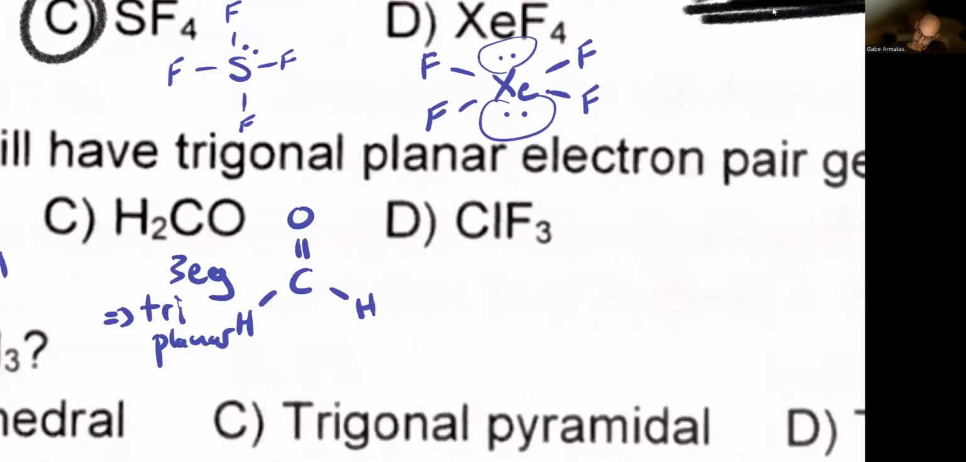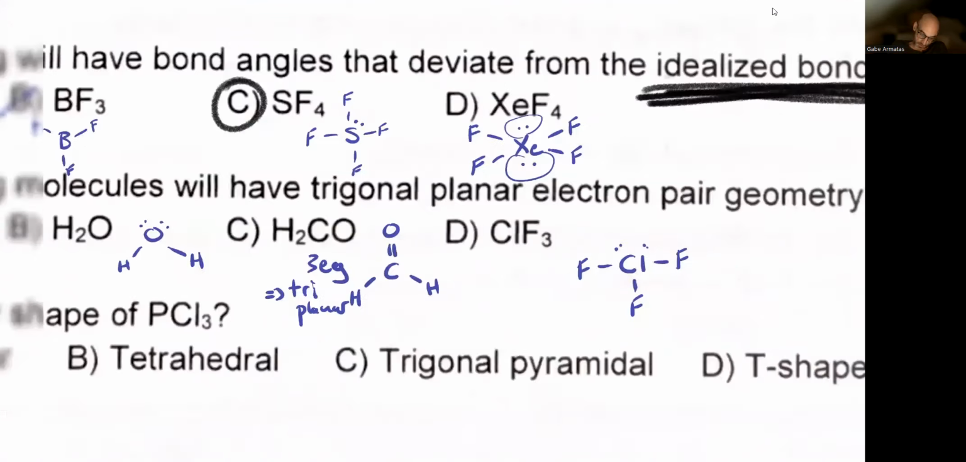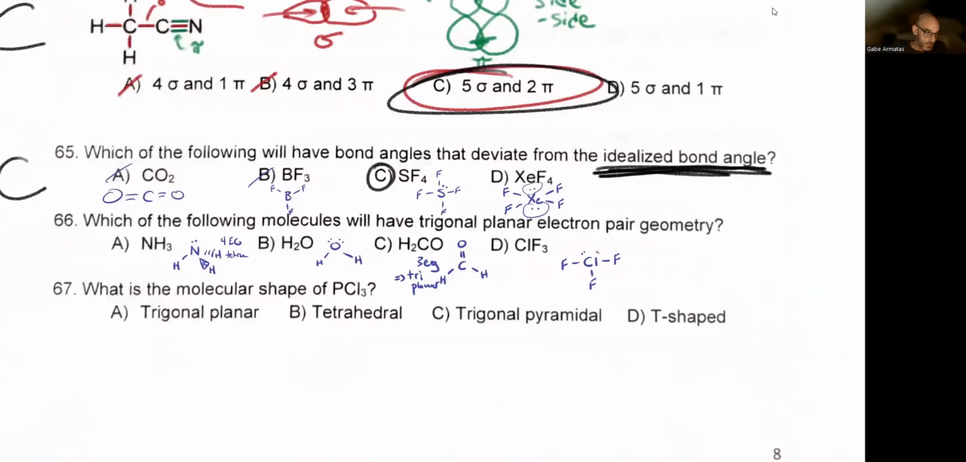And then finally ClF3. This one is going to be a bipyramid, a trigonal bipyramid, because it's got 5 electron groups. So your answer for 66 should be C.